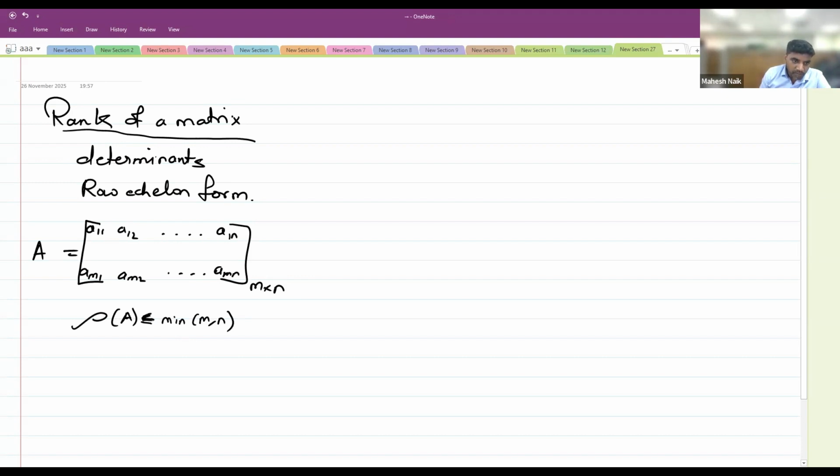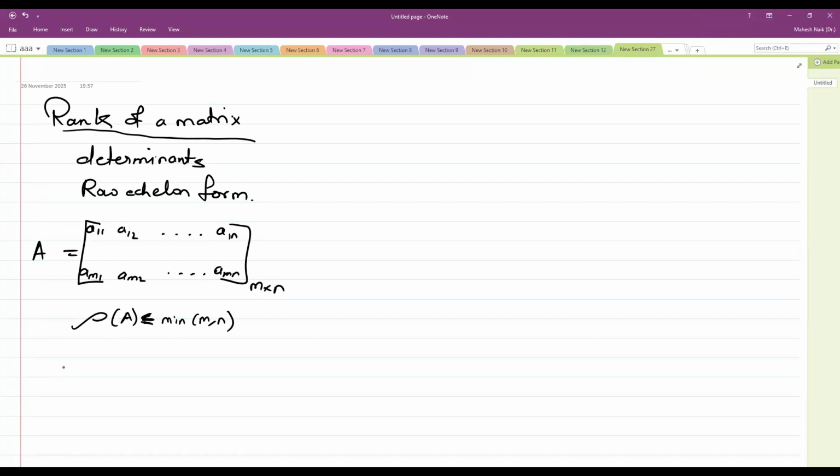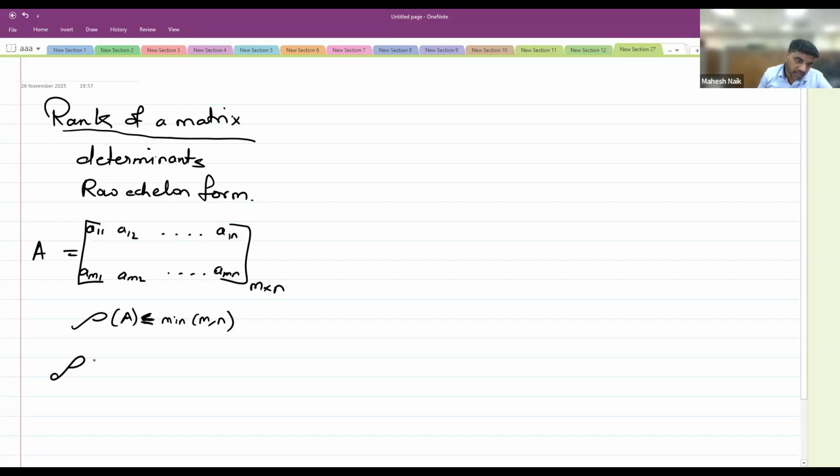So we have a threshold by default when we deal with m cross n matrices. If there are 3 rows and 4 columns, in such a case the rank will be at most 3. Moreover, we know that the rank of a null matrix is always equal to 0. So for a null matrix, rank will be equal to 0.